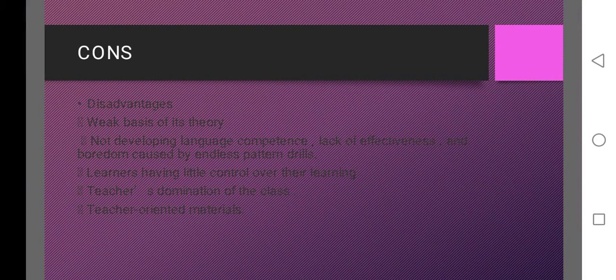The cons, or disadvantages. Weak basis of its theory, not developing language competence, lack of effectiveness and boredom caused by endless pattern drills, learners having little control over their learning, teacher domination over the class, teacher-oriented materials.